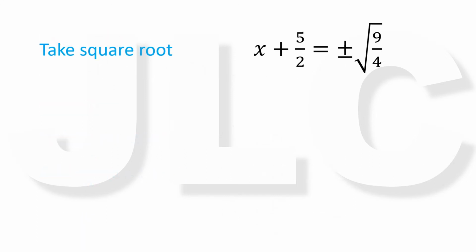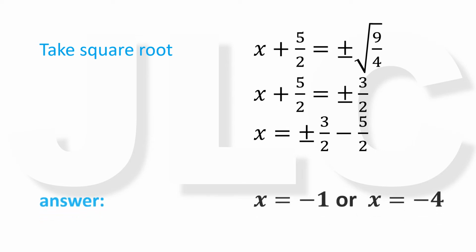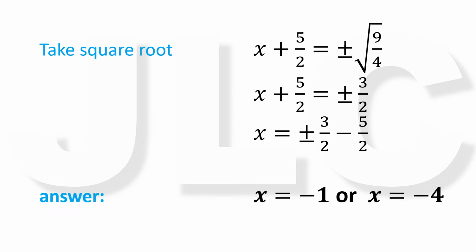Taking the square root of both sides, we have x plus 5 over 2 equals positive or negative square root of 9 over 4. X plus 5 over 2 equals positive or negative 3 over 2. X equals positive or negative 3 over 2 minus 5 over 2. And so we have x equals negative 1 or x equals negative 4.